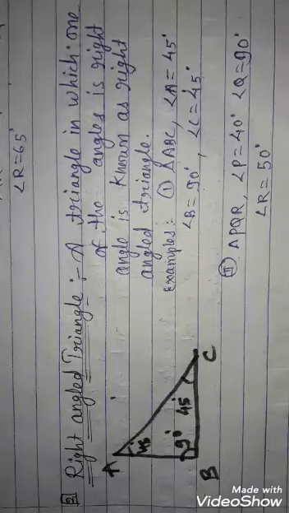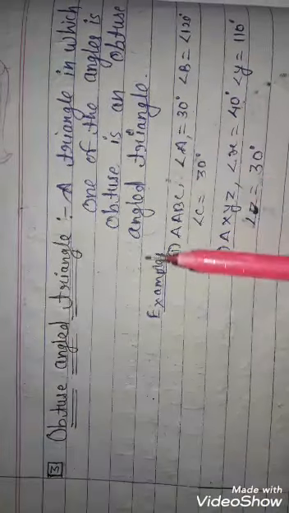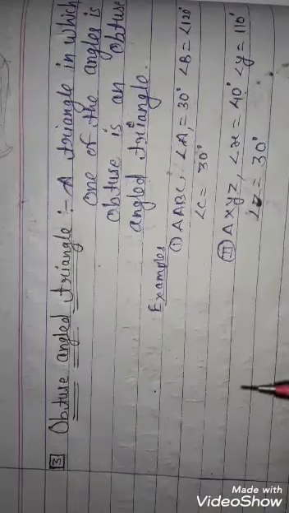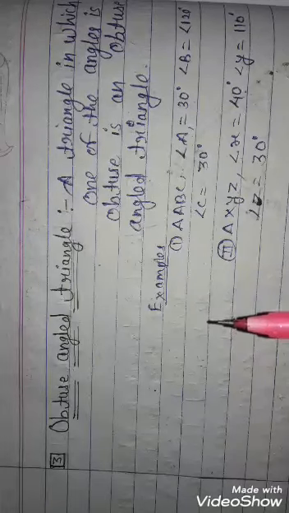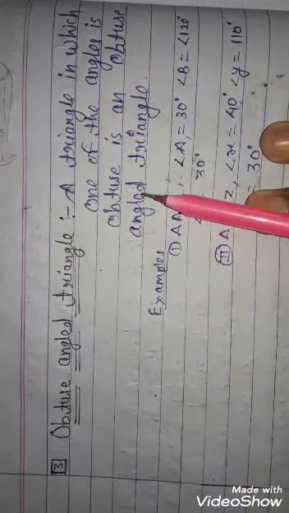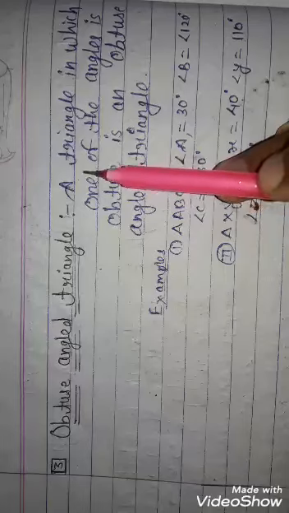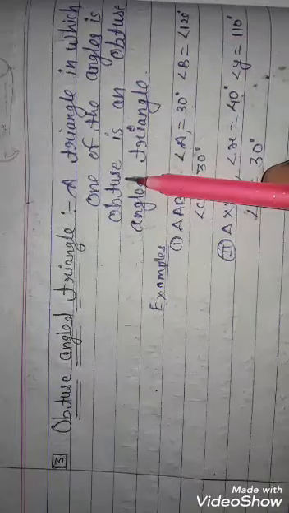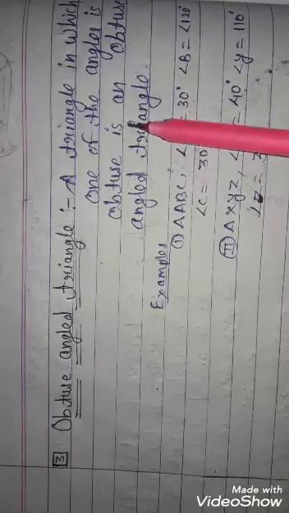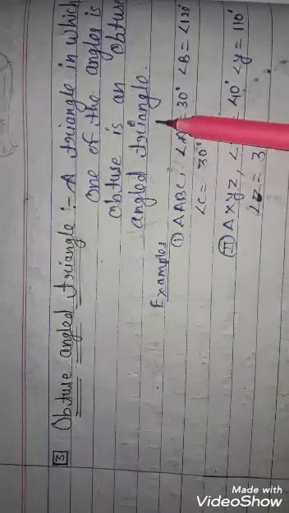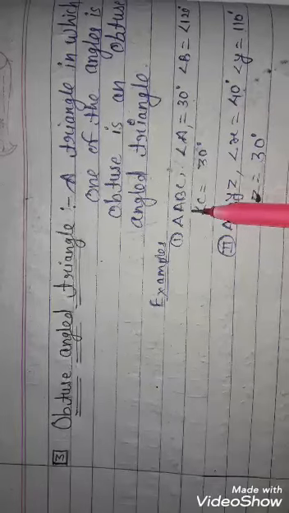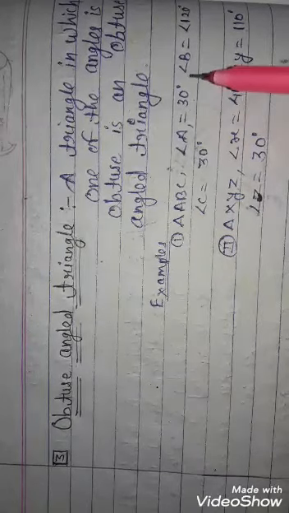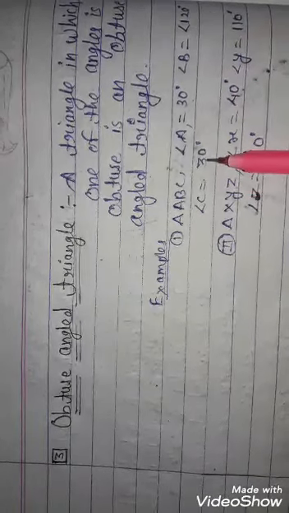Now let's see the third definition, the obtuse angled triangle. You know, an obtuse angle is more than 90 degrees but less than 180 degrees. The definition: a triangle in which one of the angles is obtuse, only one angle obtuse, is an obtuse angled triangle. Example: triangle ABC, angle A is 30 degrees, angle B is 120 degrees, angle C is 30 degrees.